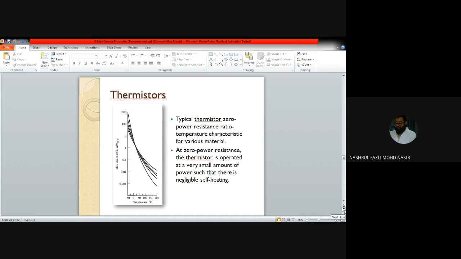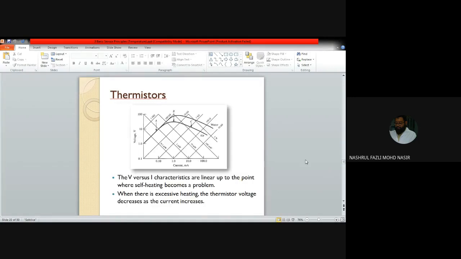So just now about the thermocouple, we have issue of self-heating. Oh no, I got confused with this one. Sorry, there's no issue. The V versus I characteristic is linear up to the point where self-heating becomes a problem.